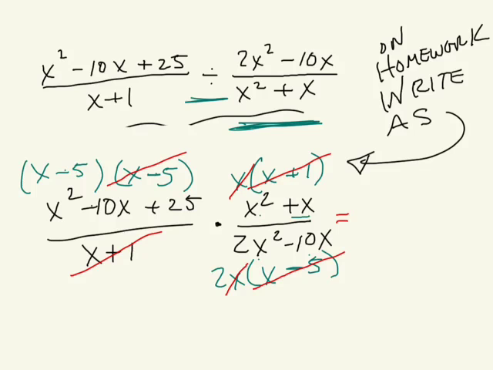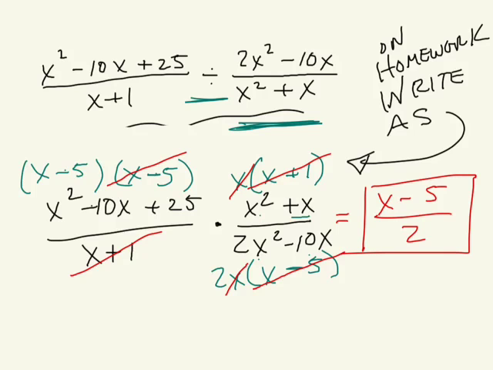So what do you have left on top? You got an x minus 5. On the bottom you have a 2. There's your answer. Put it in the state of Kansas and you're done. That's it. That's multiplication and division. We'll do a lot of examples.